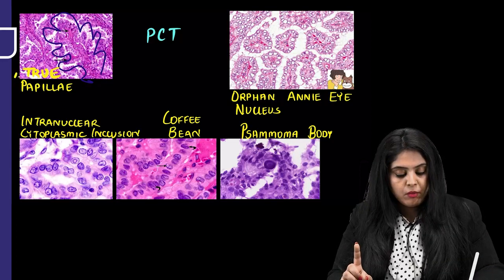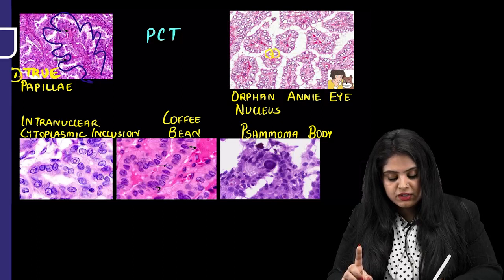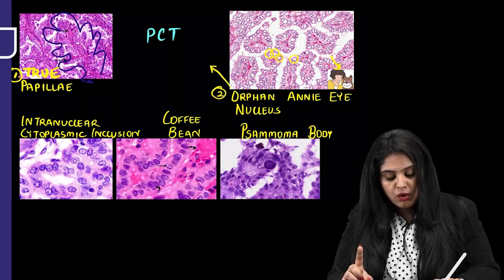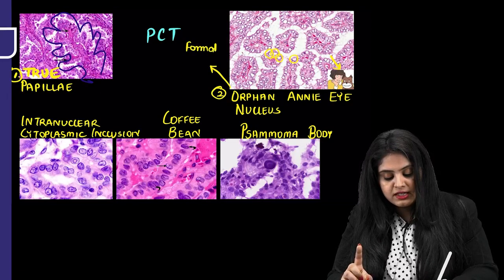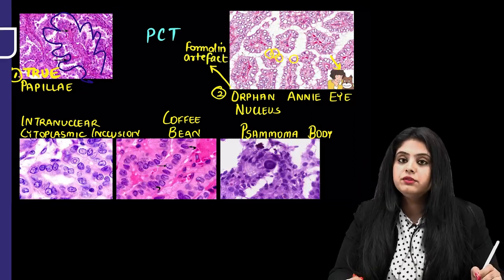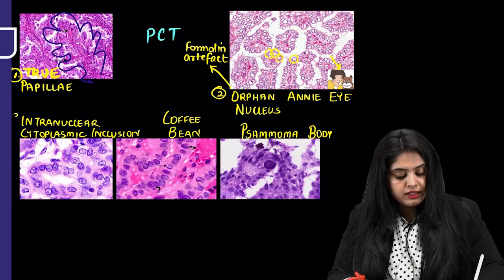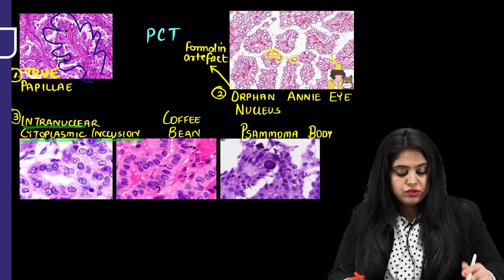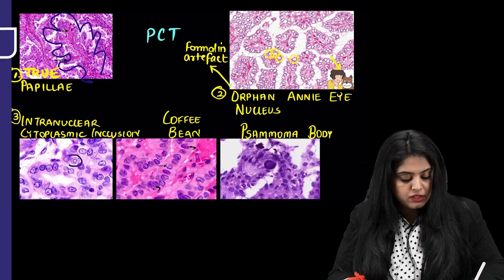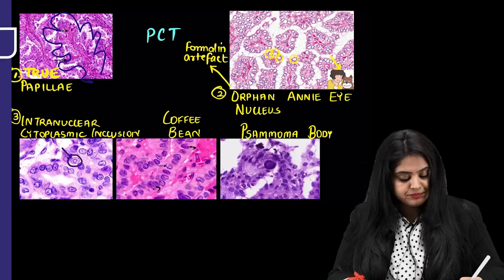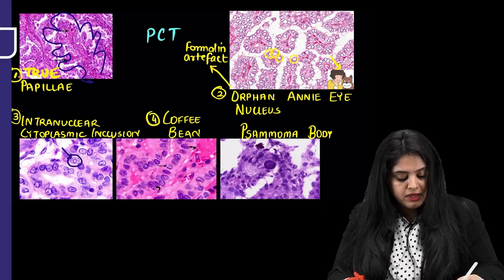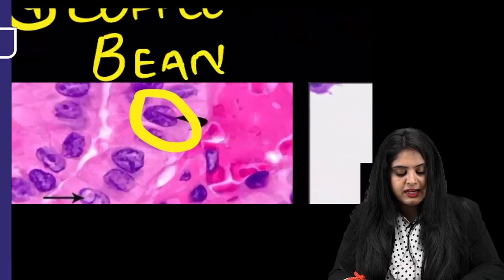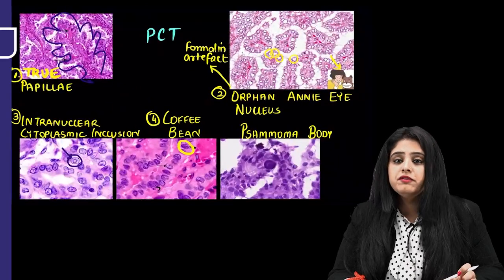These are said to be true papillae. Point number one. Point number two, we see all these empty white nuclei like the cartoon character, that is Orphan Annie nucleus. And let me tell you, Orphan Annie nucleus is a formalin artifact. It is because of formalin. It is not a real finding. It's a formalin-induced finding. Number three, if you look at the nuclei, you are seeing intranuclear cytoplasmic inclusions. Can you see inside the nucleus, I'm seeing a dot, means you're seeing inclusions. Number four, you see coffee bean nuclei. Yes, you can see the nucleus has a line going through it, matlab coffee bean nucleus.